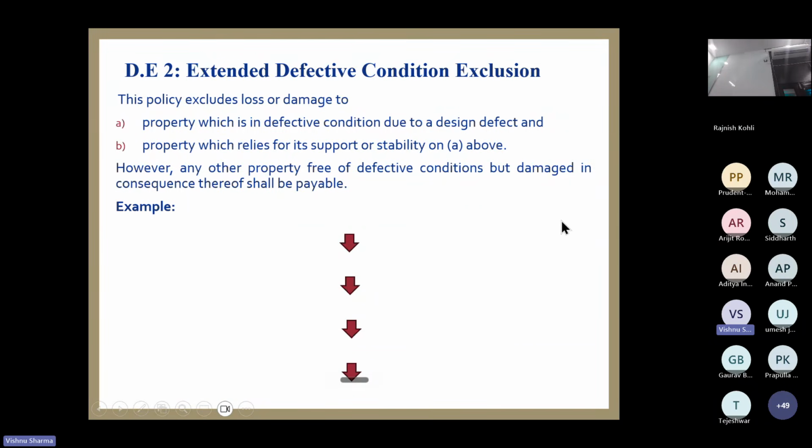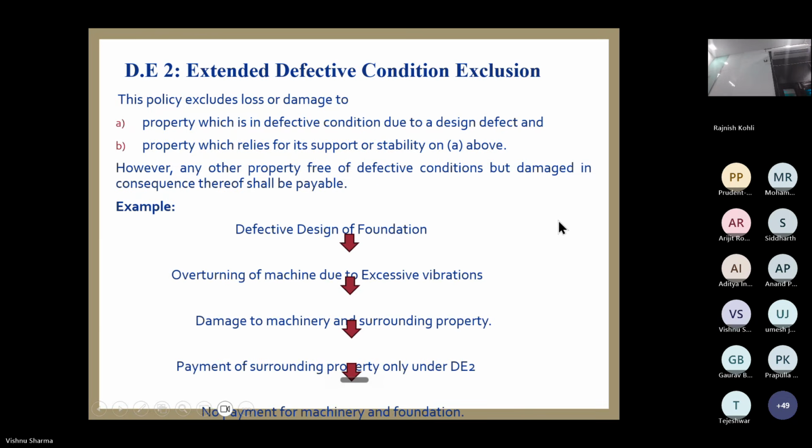Now example, let us see one example. So defective design of foundation. Foundation is defective. With the result, because of this defective design, what happens? The machine is overturning of machinery. Machine overturns due to excessive vibrations. ये थोड़ा setting अभी सही कर दूंगा, arrow का setting बराबर नहीं हो रहा है. Then what it results into? Because of this overturning, the machinery is damaged, and the surrounding property, nearby machinery is also got damaged because of toppling of this machinery.